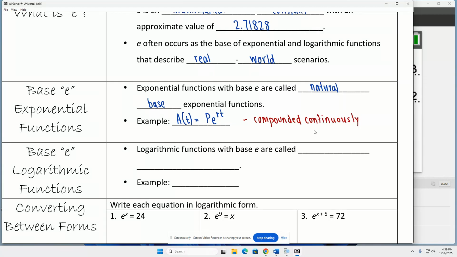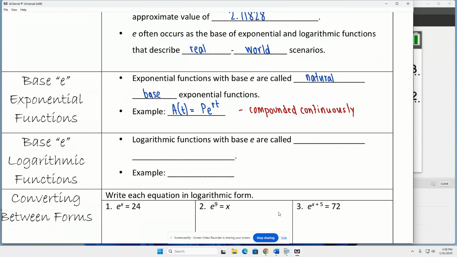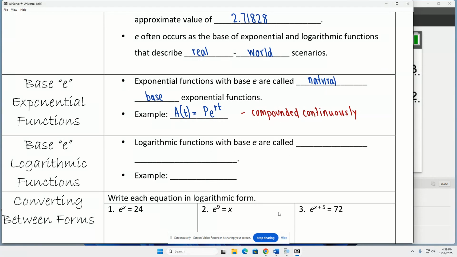We'll talk more about how to work with this equation starting tomorrow. Maybe not tomorrow, it might be. Yeah, it'll probably be tomorrow. But again, this is what a natural base exponential function looks like right there. Now, when we talk about base e logarithmic functions, you're actually not going to see the base e at all. See, logarithmic functions that are base e, we call those natural logarithms.